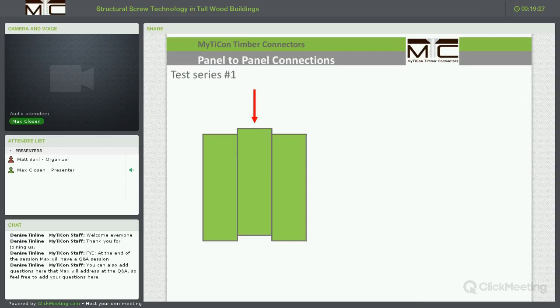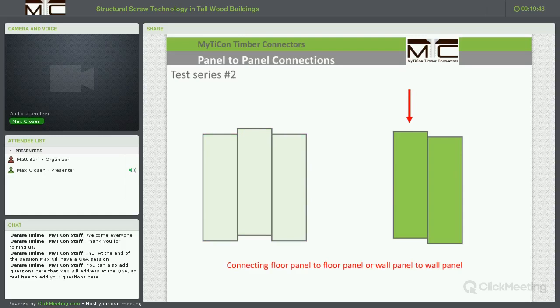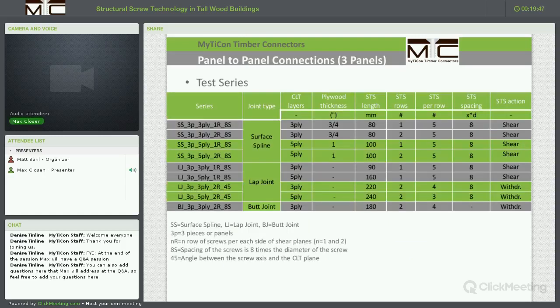Panel-to-panel connections, again, could be a diaphragm for a floor or roof, or even CLT wall assemblies built as a shear wall. The first series here looked at a three-member connection with several connections in between, and the second set of testing looked at a plain shear application with only two members. I will walk you through the boundary conditions that were considered in this testing.